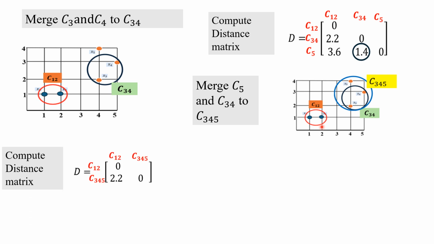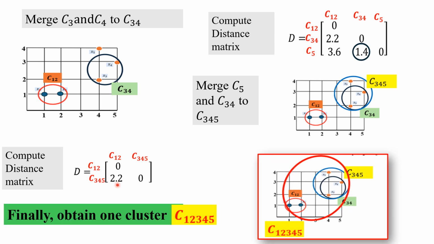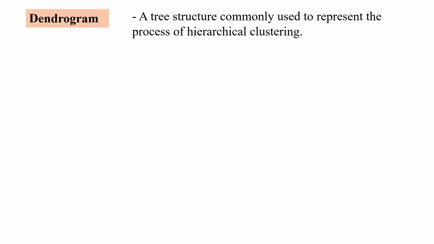Now again compute the distance matrix between these two clusters, C12 and C345. So we have this value. This is only one last merging, so we obtain one cluster, the big one, which contains all the data points which were there in our data set.